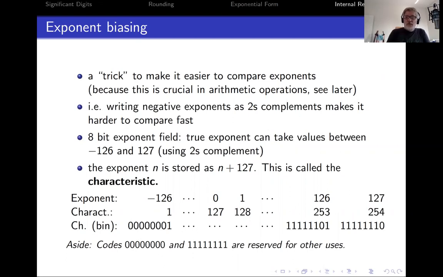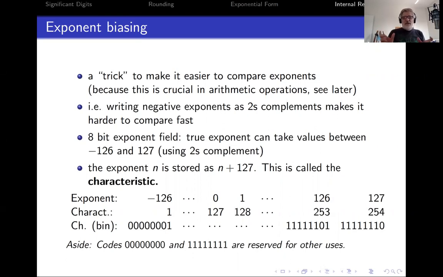By using that 2's complement trick again. But how do you store the exponent? You add 127. And the result is called the characteristic. It's just a name, okay? It's just the name which is given to this. So in the table, you see that the exponent can be anything from minus 126 to 127. You add 127 to this. So you're going to get numbers from 1 to 254. And there, I've written them on 8 bits in binary, okay? So these are all the possibilities. So this is what is stored. It is the real exponent plus 127. That's how this is stored.